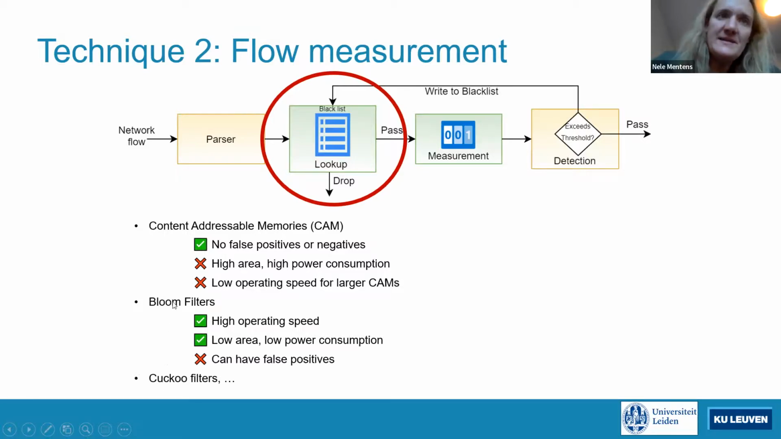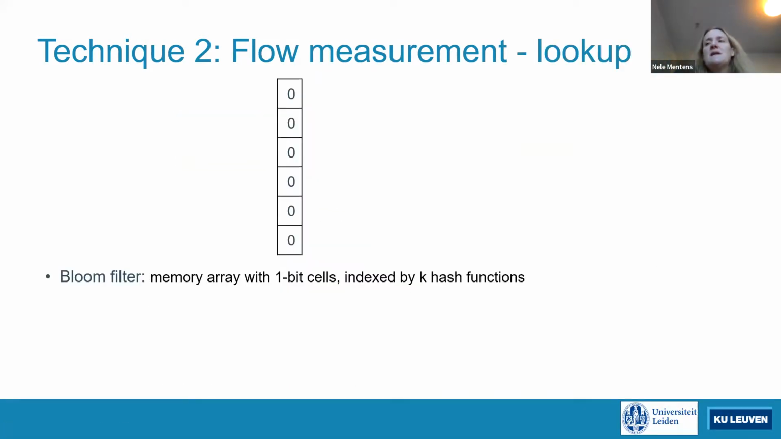That's why we go to probabilistic data structures like, for example, Bloom filters, which have much higher operating speed, lower area, lower power consumption, but have the disadvantage of having false positives. And there's also cuckoo filters. I'll show you now an example of what a basic Bloom filter looks like. In a standard Bloom filter, we have a memory array with 1-bit cells. This is an example of a Bloom filter with 6 1-bit cells. These cells are indexed by K hash functions.